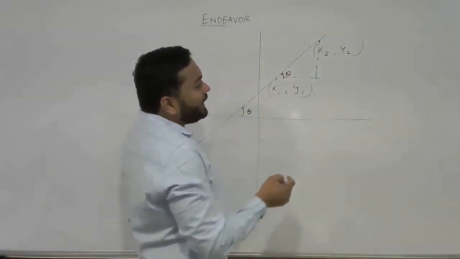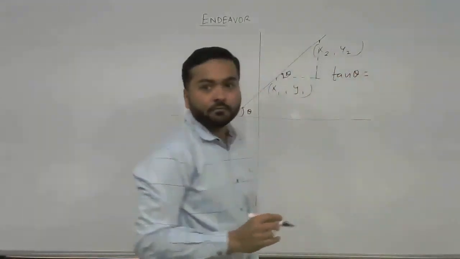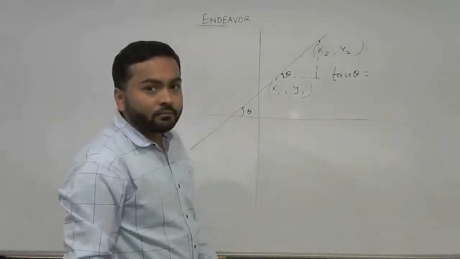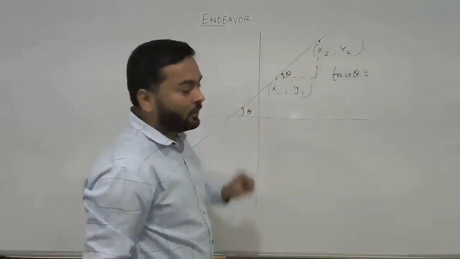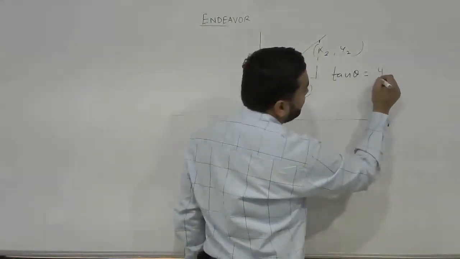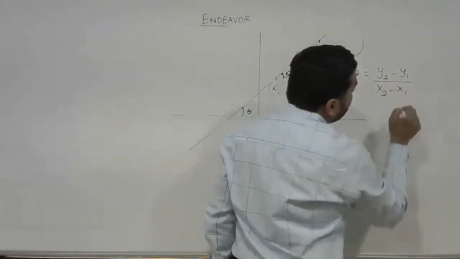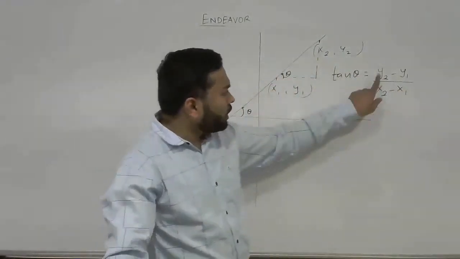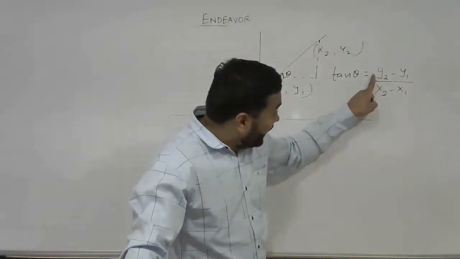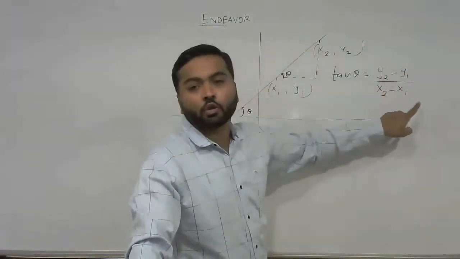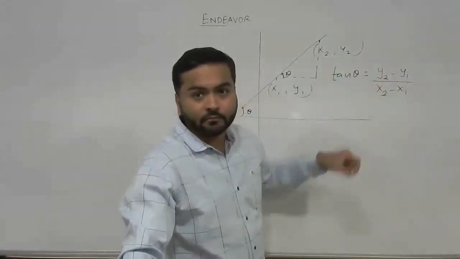So if I find out tan theta, how do you find tan theta? It is opposite upon adjacent. That is nothing but y2 minus y1 upon x2 minus x1. You can also write y1 minus y2 upon x1 minus x2. That's fine. But if you write y1 and y2, it should be x1 and x2. So you need to follow the pattern.